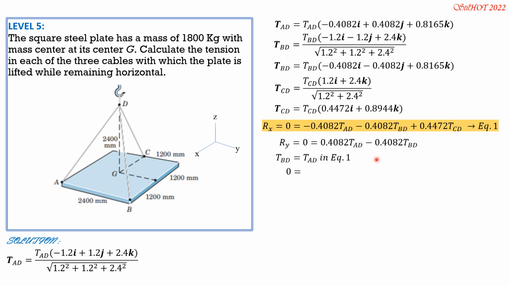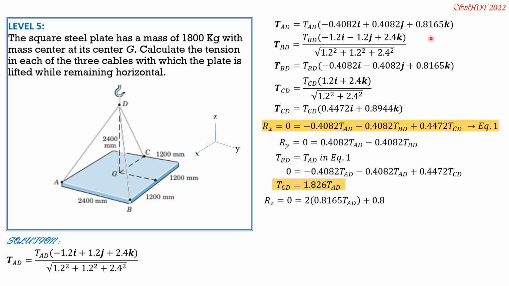Substitute in equation 1, then we have 0 equals negative 0.4082 tension AD minus 0.4082 tension AD because we replace BD by tension AD, plus 0.4472 tension CD. So here we can express tension CD in terms of tension AD: 2 times 0.4082 divided by 0.4472. So tension CD is 1.826 tension AD. Then finally Rz is 0 and it is equal to 0.8165 tension AD times 2 because we have another 0.8165 tension BD, and tension BD is equal to tension AD. So that's why we multiply it by 2.